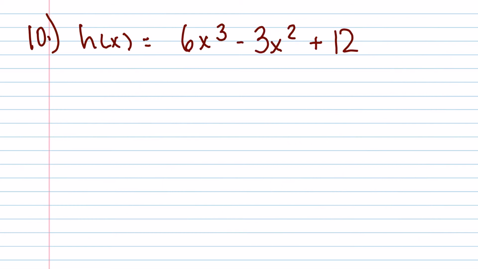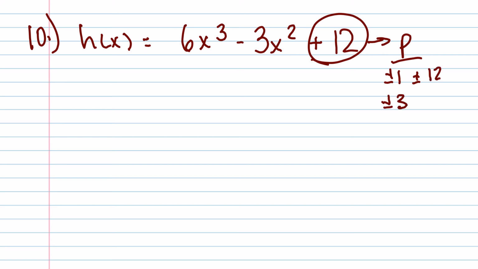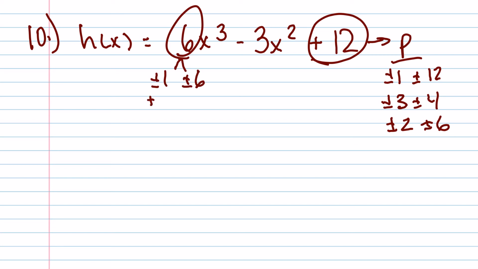Alright, number 10, we have 6x cubed minus 3x squared plus 12. 12 is going to be p. So it's going to tell me plus or minus 1, plus or minus 12, plus or minus 3, plus or minus 4, plus or minus 2, plus or minus 6. 6 is q. So that's going to be plus or minus 1, plus or minus 6, plus or minus 2, plus or minus 3. Now I'm going to put all my p's over all my q's.